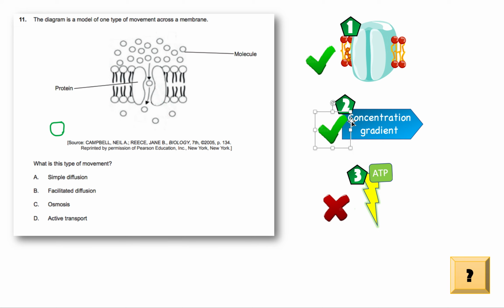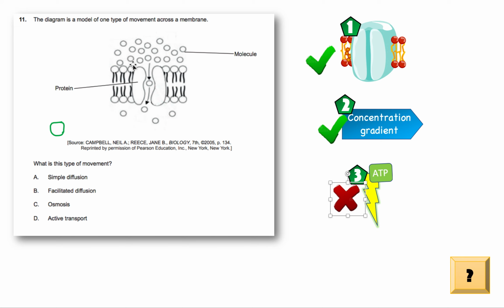Now, if you have a concentration gradient, you automatically do not need ATP because this process happens naturally. No energy is required. It's like when heat moves into your house from the outside where it's warm to into your house where it's cold. It happens by itself. You don't need to make it happen. So when a scenario happens by itself, you don't need ATP. Now lastly, there is this protein. So we can tick protein. So we know this is a passive process.